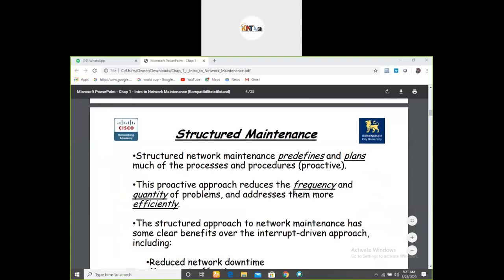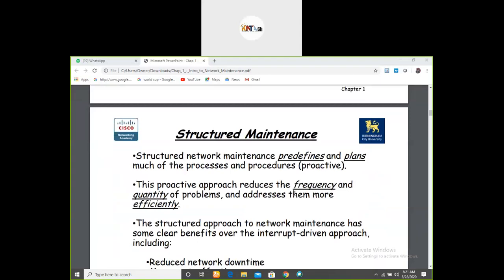Now we want to look at structured maintenance. When we say something is structured, it means that it predefines and plans much of the processes and procedures. So we can also call it proactive maintenance. When we say you are proactive, you see the thing from afar. You begin to work on it so that if it has any negative tendencies, you begin to solve it even before they arrive. So this proactive approach reduces the frequency and quantity of problems and addresses them more efficiently.